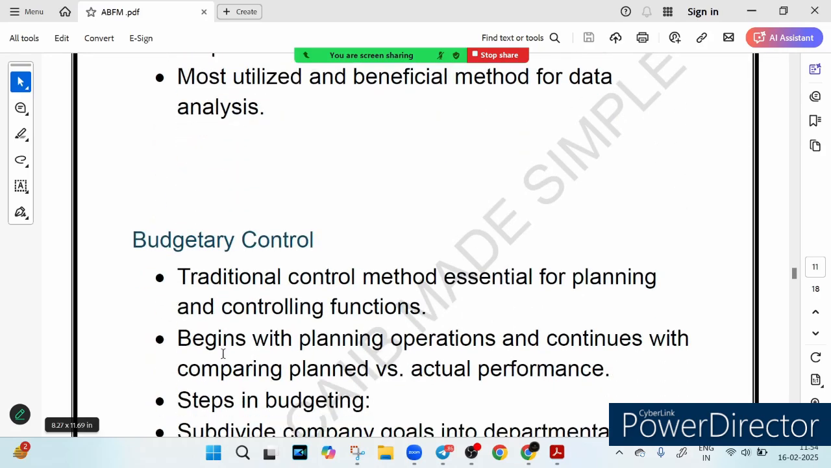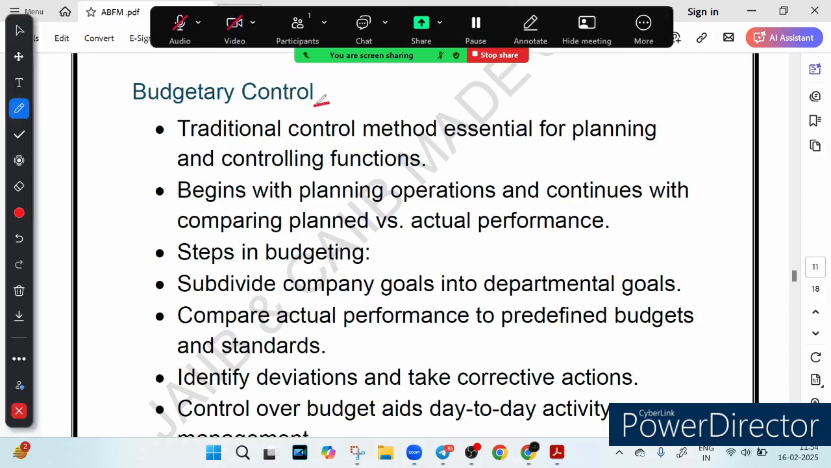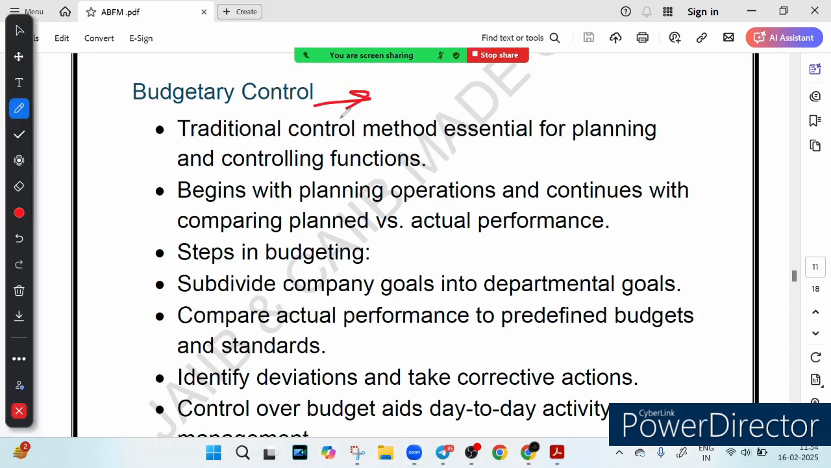Then we have something called budgetary control. This is another control technique, right? Ever wondered how business stays within budget and avoids financial chaos? That is where budgetary control comes into the picture. Basically, what I mean to say is budgetary control is planning and monitoring finance. Budgetary control is like setting a financial boundary.